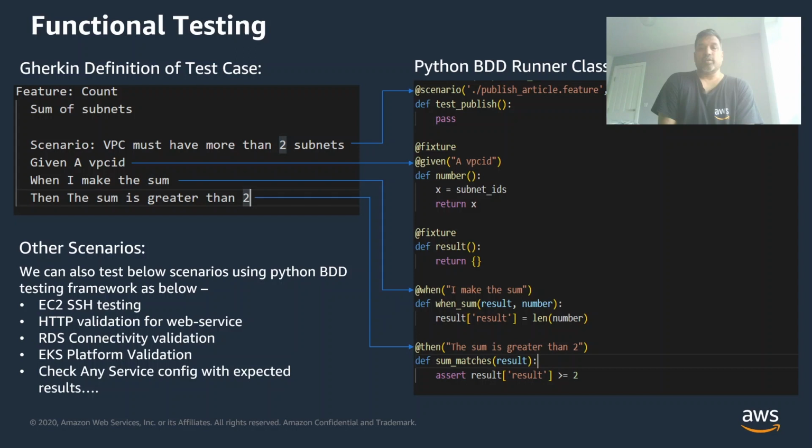I import this feature file into a Python framework called PyTest BDD. You can see that I'm calling the feature file publish article.feature. And then I'm saying the same thing as what it is, that the VPC should have more than 2 subnets. And then I'm writing Python functions which do exactly that, just like the framework demands. I'm ensuring that there are more than 2 subnets, which means I have matched the architecture and the design requirements which that particular deployment needs. This is a very basic example, and you could extend it to be as complex as needed.